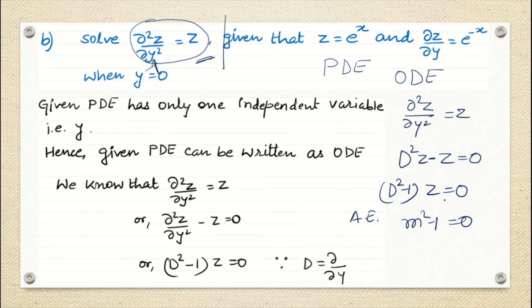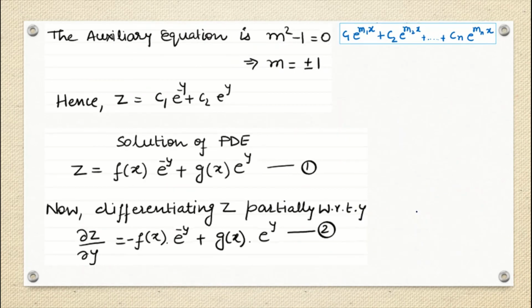So I just have to find the CF of this ordinary differential equation. We are not going to find the PI. So we find that m is nothing but plus minus 1. That means the CF will be only these two terms of this given series. So this is the equation.